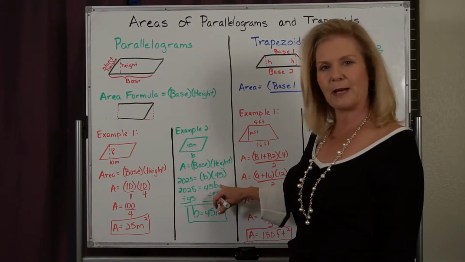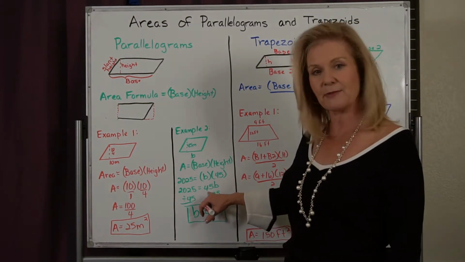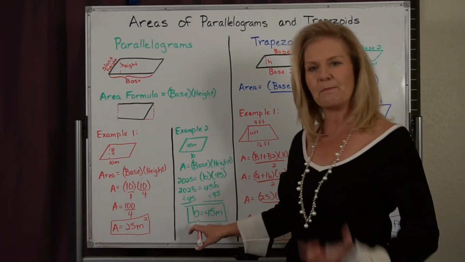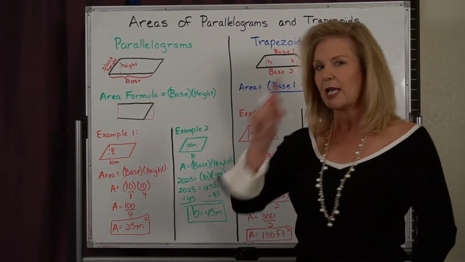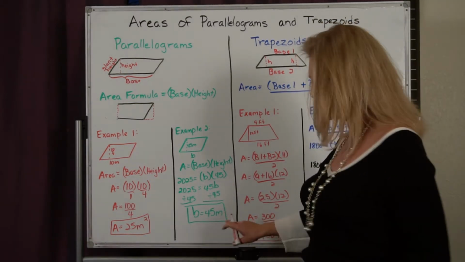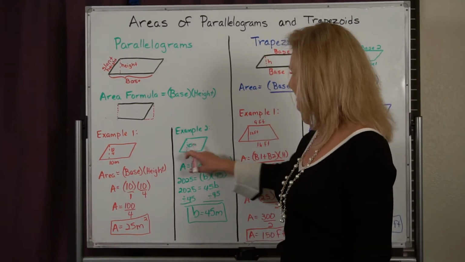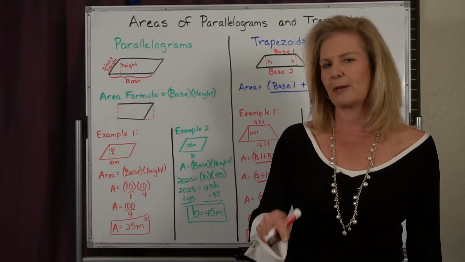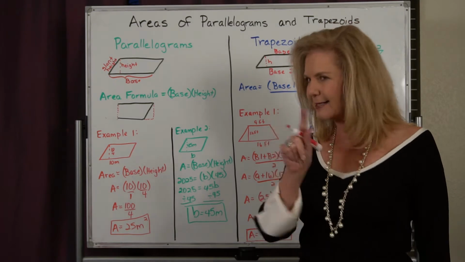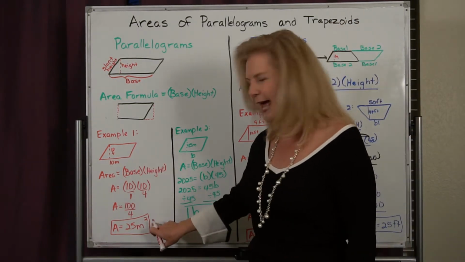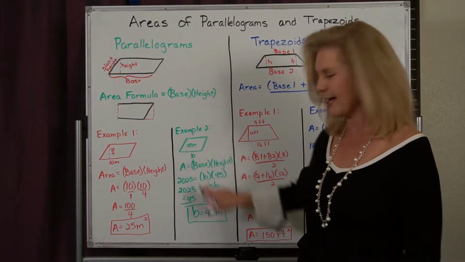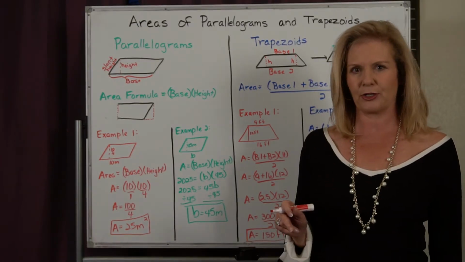I need to get B by itself, so to get rid of this times 45, I'm going to divide both sides by 45. In the end, I get B equals 45 meters. Now, notice I'm not putting meters squared because this is just one dimension. I'm just calculating the measurement of my base. So that's the difference. Area has to have units squared, but if you're looking at just your base or your height, it's just going to simply be your units.